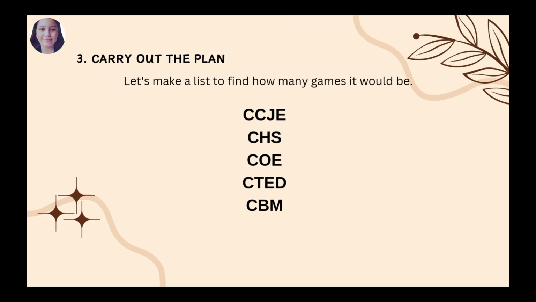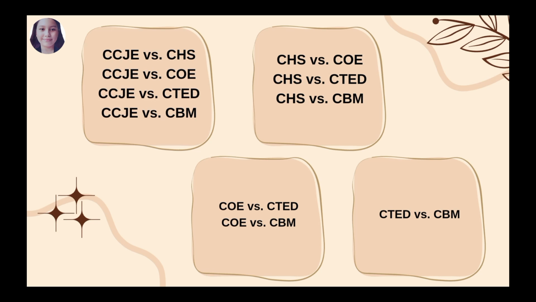Carry out the plan. Let's make a list to find how many games it would be. CCJE, CHS, COE, CTED, and CBM. So here, it's one department versus the other remaining departments. CCJE versus CHS, COE, CTED, and CBM. And CHS versus COE, CTED, CBM. For the COE, their opponents are CTED and CBM. And the last is CTED versus CBM.